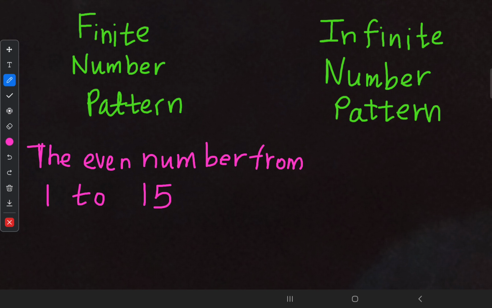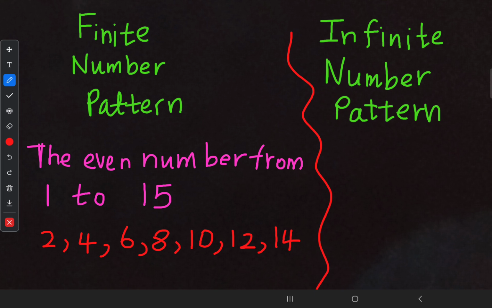1 is not an even number. So the next even number would be 2. Okay. 2, 4, 6, 8, 10, 12, 14. These are the even numbers. Even numbers means 2 multiples. Even numbers between 1 to 15. That means there is a limitation for the number. This started from 2 and ended up at 14.